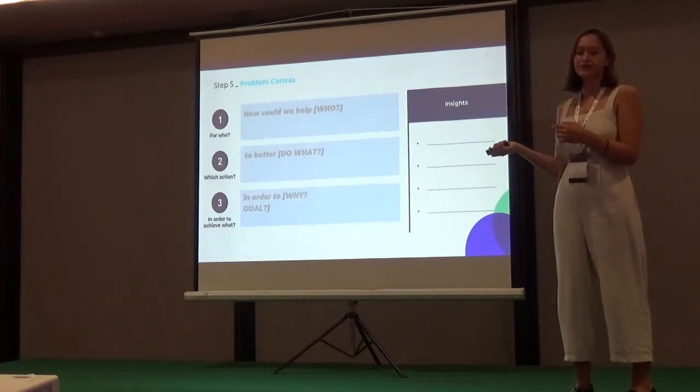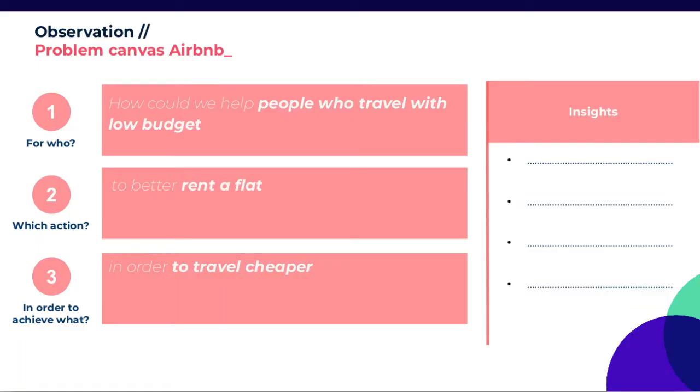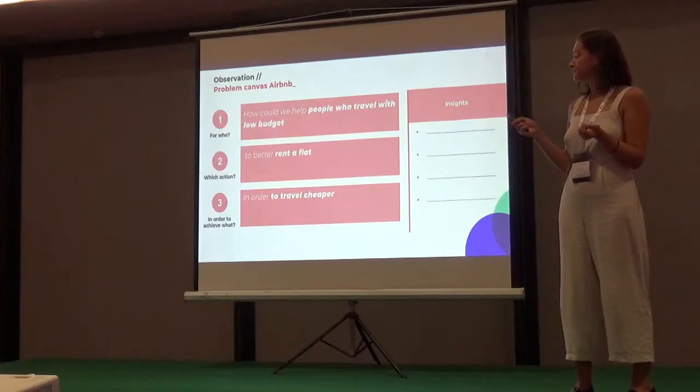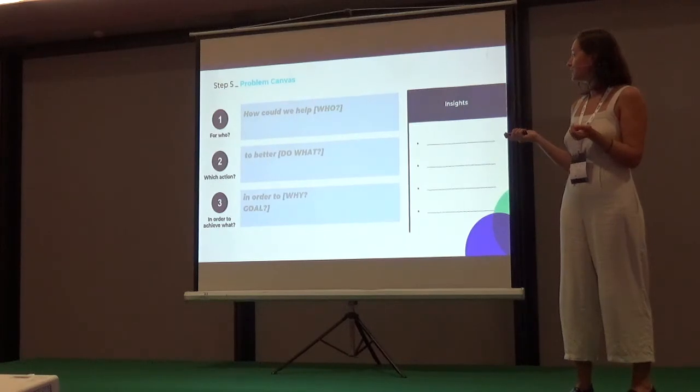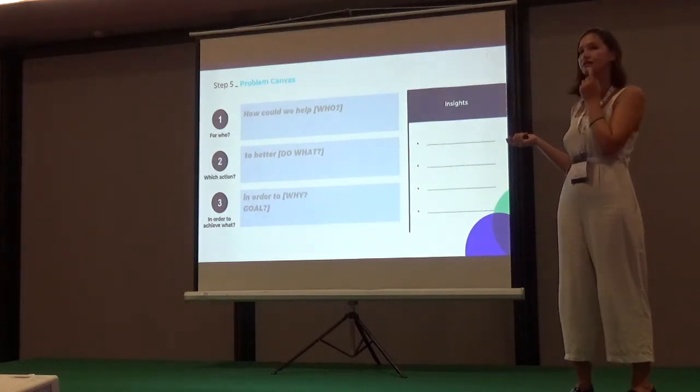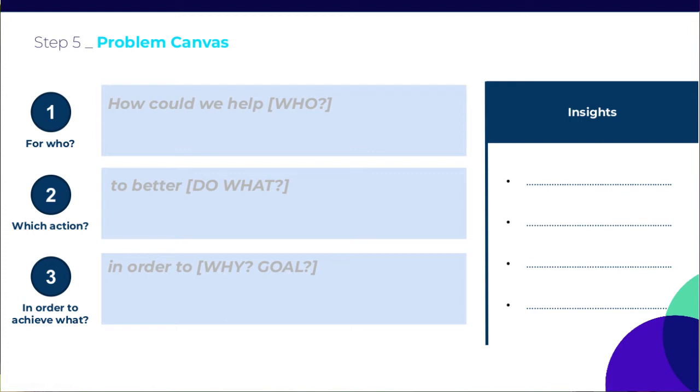For instance, if we take the problem of Airbnb, it would be: how could we help travelers with low budgets to better rent a flat to travel cheaper? What I wanted to say, I forgot, but that's okay. Any questions on this?